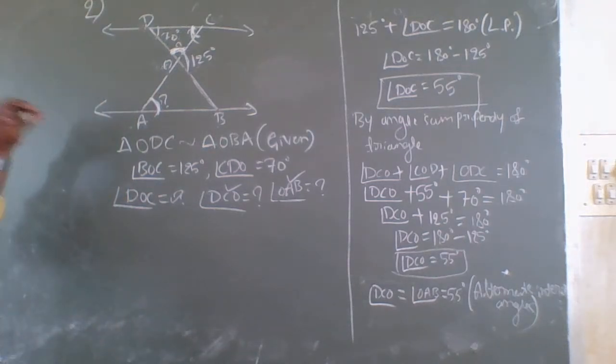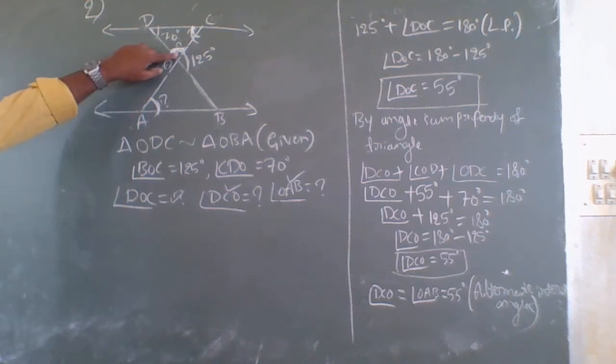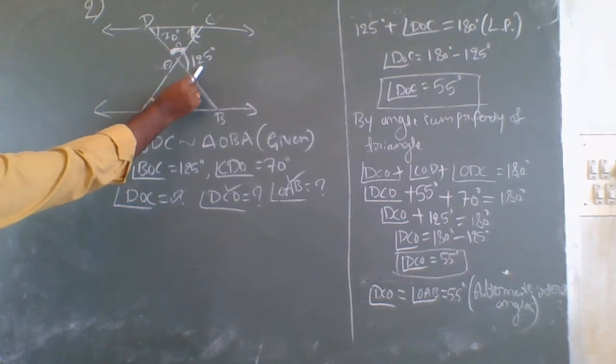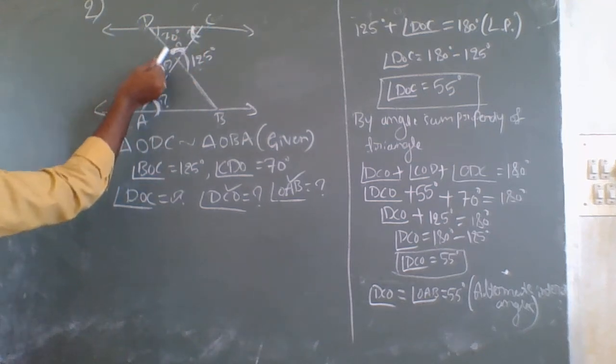See here again. This is 125 degree. We have to calculate this remaining angle, and this 125 degree and COD are on the same line.